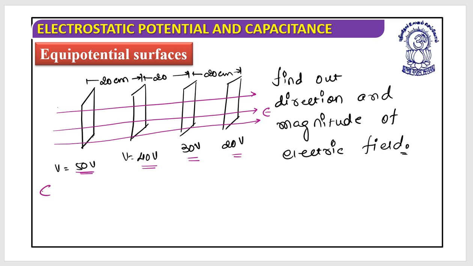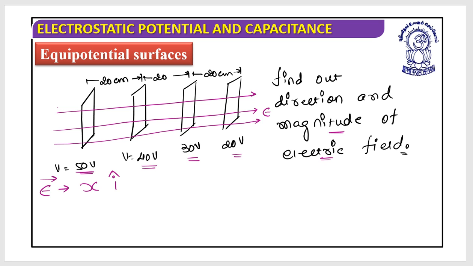So the electric field is in, let's say, x, because I don't know the value at this point of time. The electric field is in the positive x direction. So the electric field should be equal to x of i cap. Now it's time to find out the magnitude of the electric field.